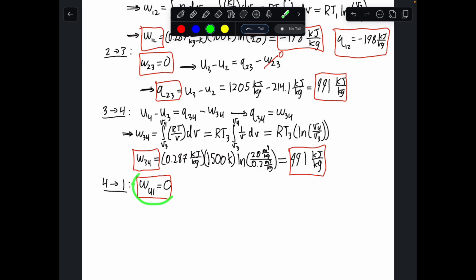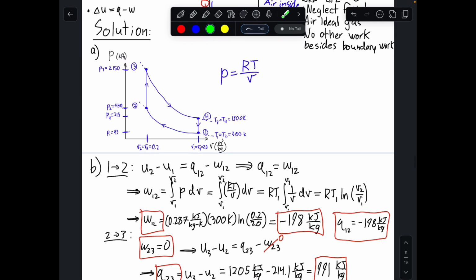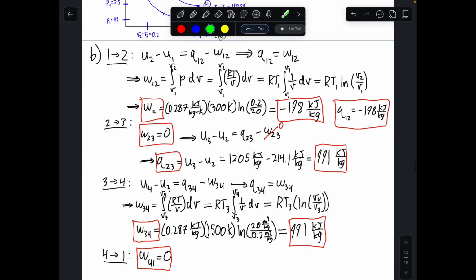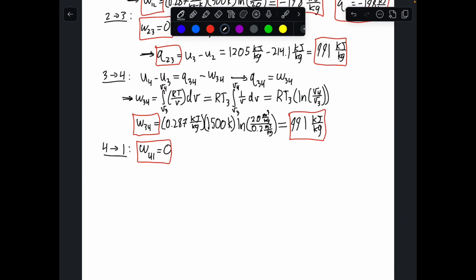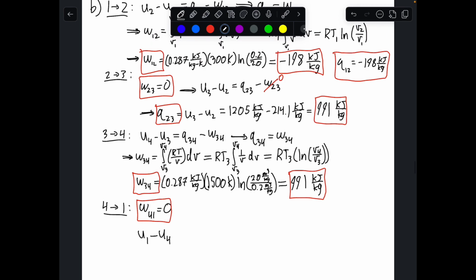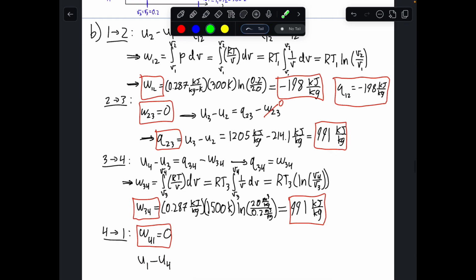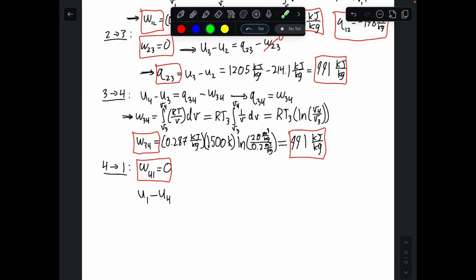So again, we found that this work from 4 to 1 should be 0 because we have a straight line on our PV diagram and it's a constant volume process. So there's no work being done during a constant volume process, but we do still have heat transfer. And we can just find that by writing out our first law once again. So now be careful. You want to do U1 minus U4 because 1 is our final state and 4 is our initial state for this process. So we want to have 1 as final and 4 as initial, even though we usually have the higher one first here.